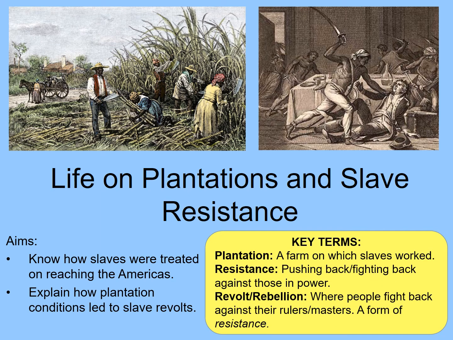Some key terms then, and I recommend that you write these down if you're not familiar with them, especially within the context that we'll be using them today. A plantation was a farm on which slaves worked. Resistance means pushing back or fighting against those in power. And a revolt or rebellion is where people fight back against their rulers or masters. This is a form of resistance. Note down those key terms and the title, and when you're ready, we'll continue. But for now, you can pause the video.